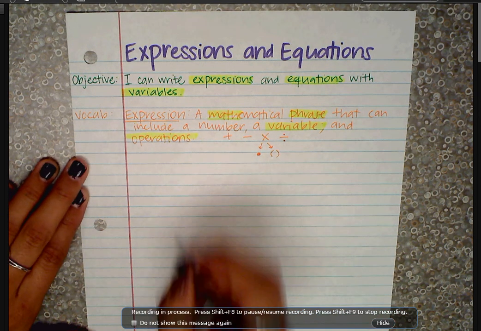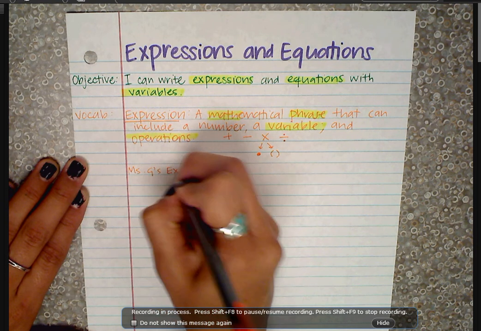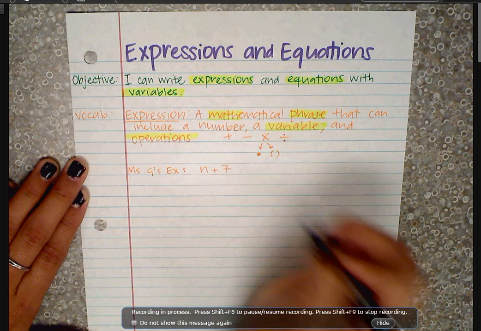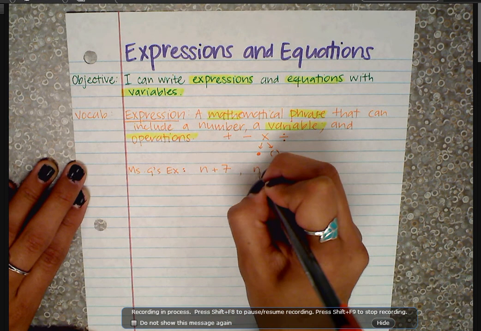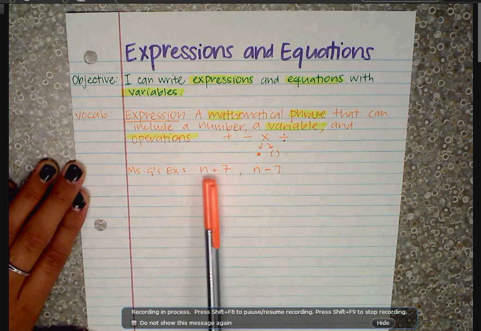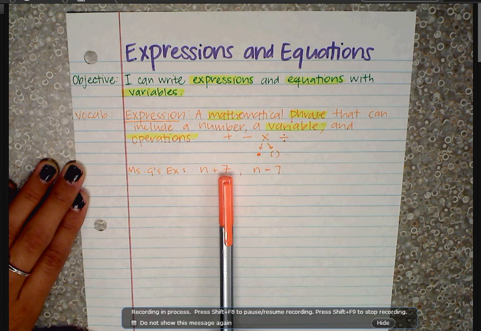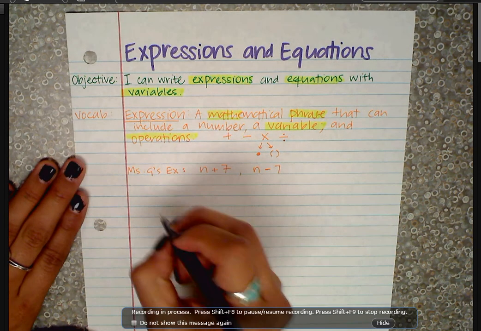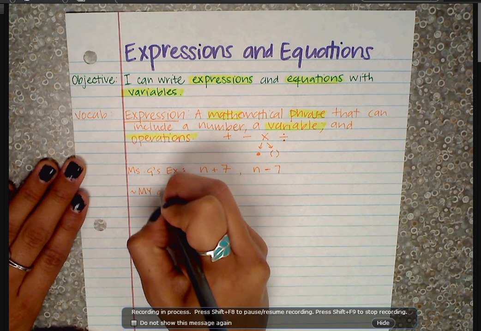So let's do an example of what an expression looks like. It is n plus 7 and n minus 7. It has a variable, an operation, and a number. So what I want you to do is create your own definition and your own example of what an expression is.